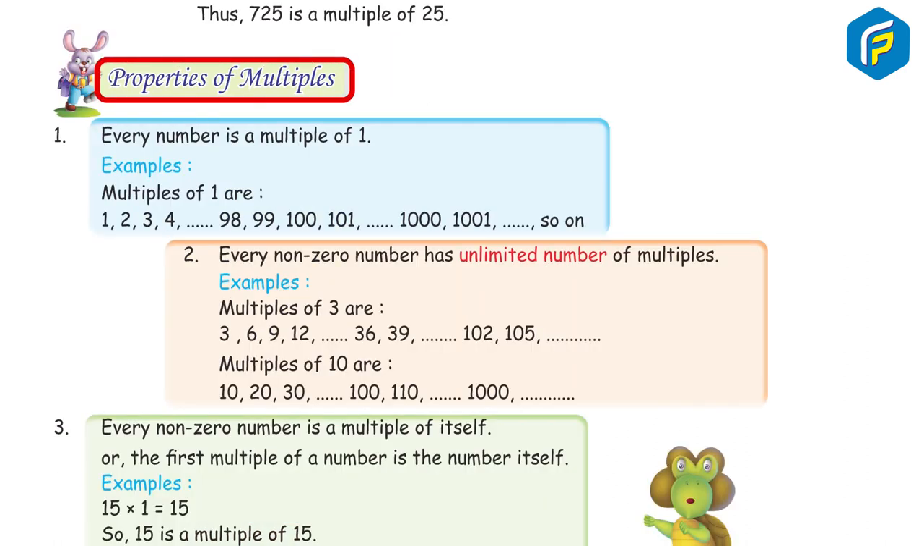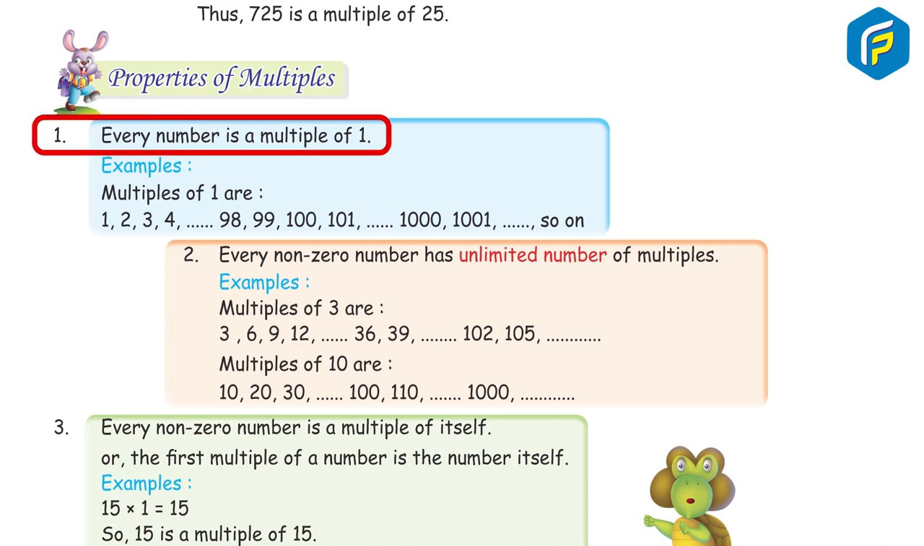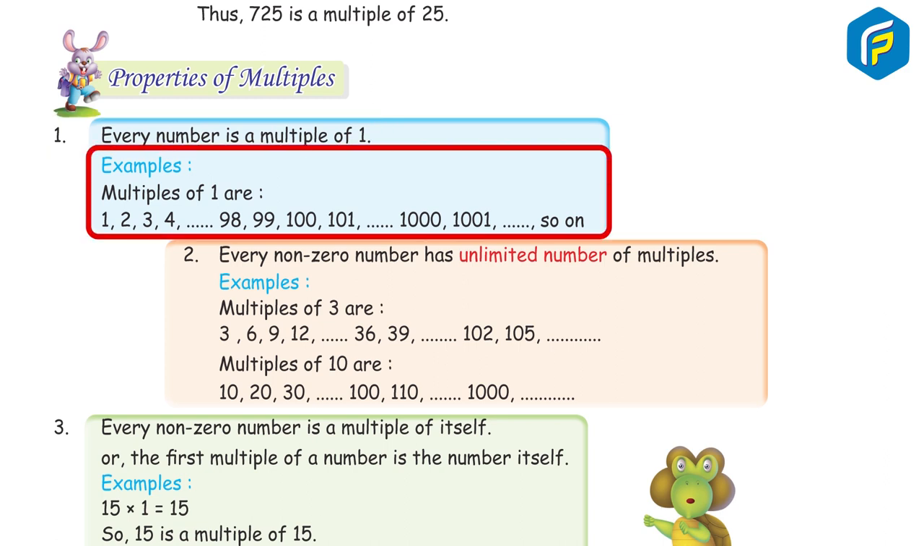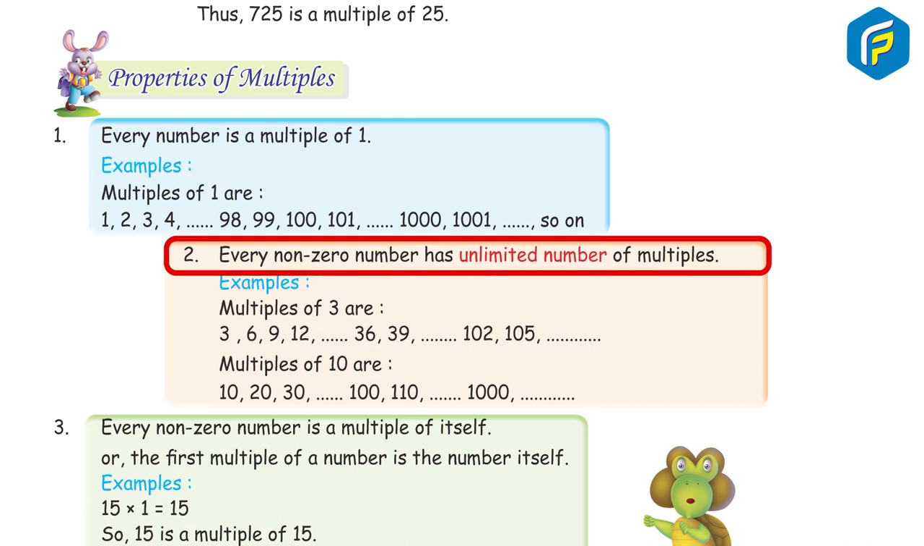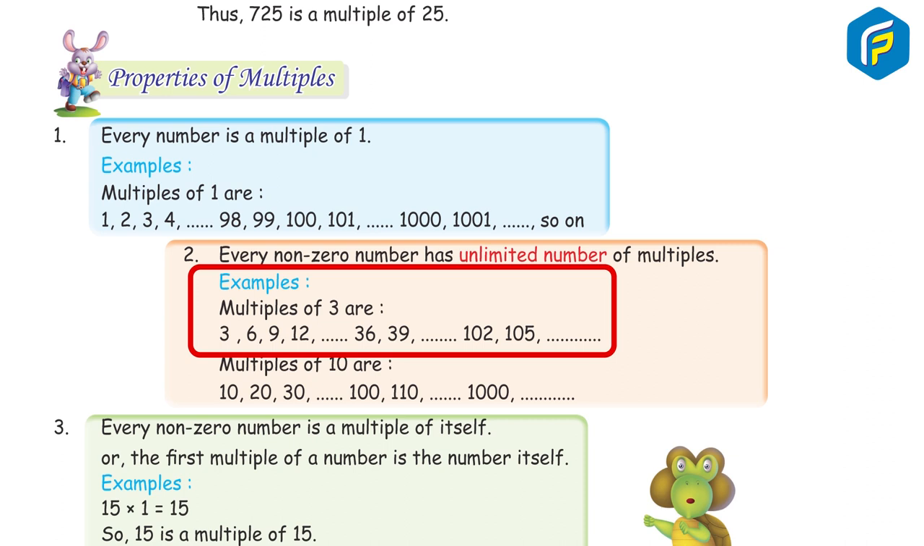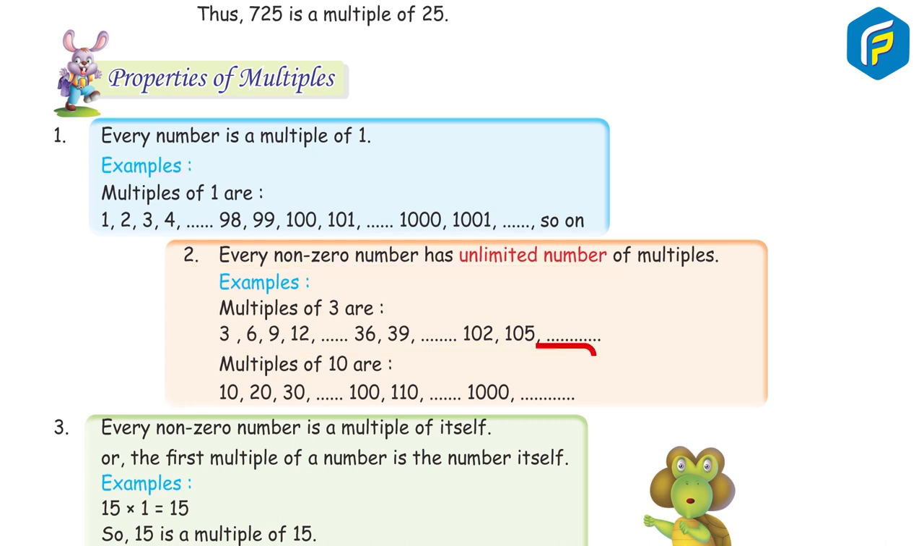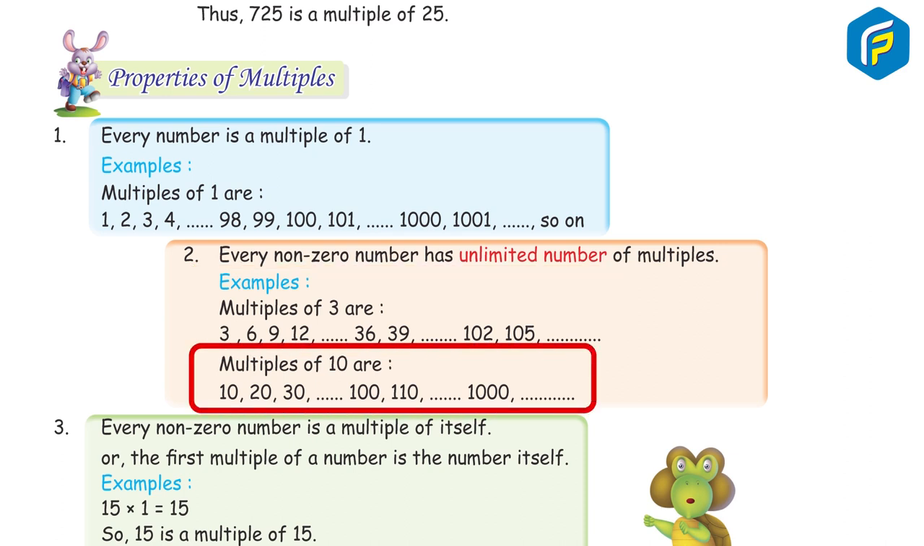Properties of multiples. 1. Every number is a multiple of 1. Examples. Multiples of 1 are 1, 2, 3, 4, 98, 99, 100, 101, 1000, 1001, and so on. 2. Every non-zero number has an unlimited number of multiples. Example. Multiples of 3 are 3, 6, 9, 12, 36, 39, 102, 105. Multiples of 10 are 10, 20, 30, 100, 110,000.